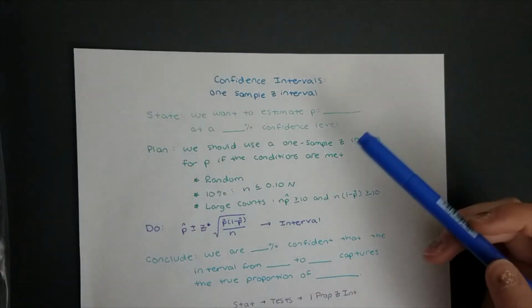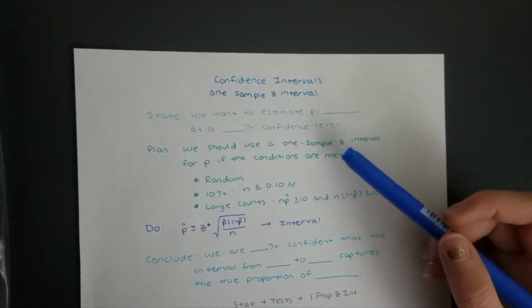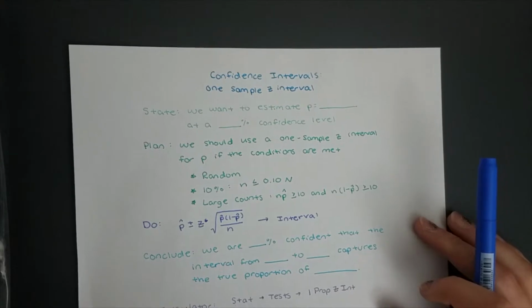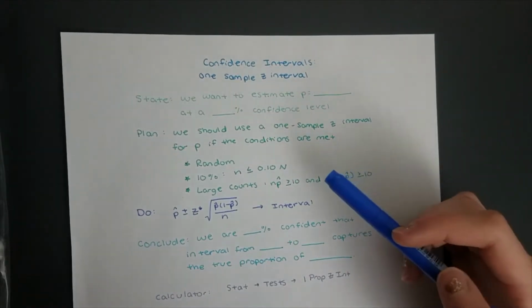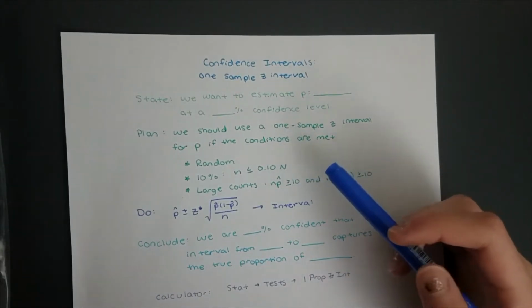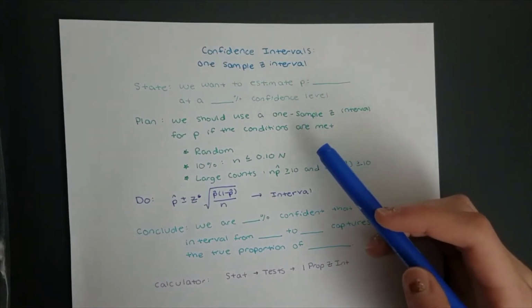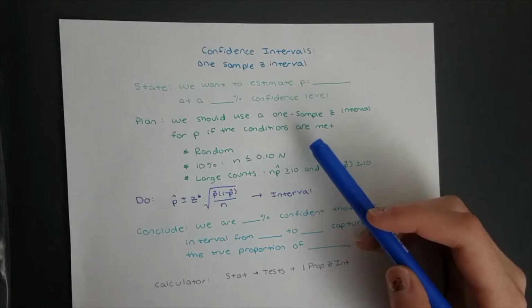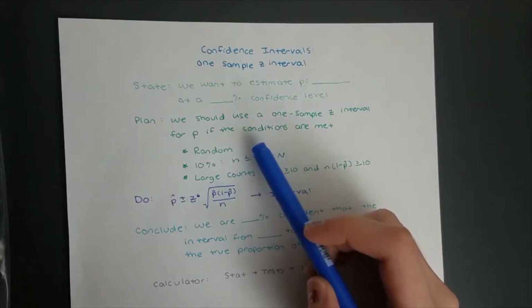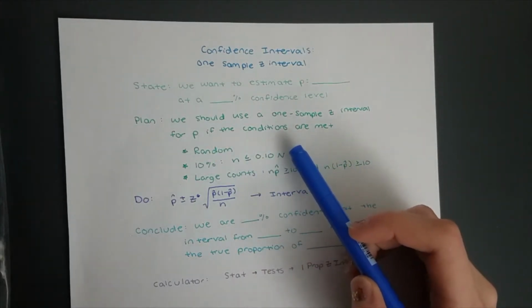To construct a confidence interval for estimating a population proportion, you use a one-sample z interval. For the state portion, say that you want to estimate p, which should be the proportion defined in context, at a certain confidence level. Under plan, say that we should conduct a one-sample z interval for p if the conditions are met. The random condition simply asks for a random sample or a random assignment.